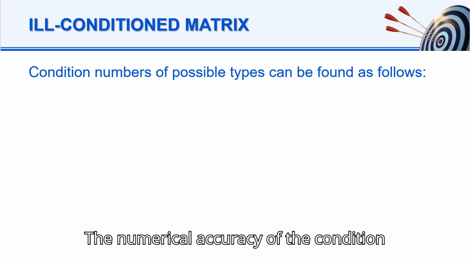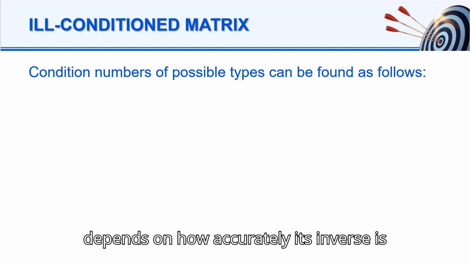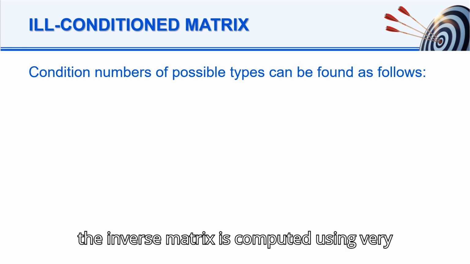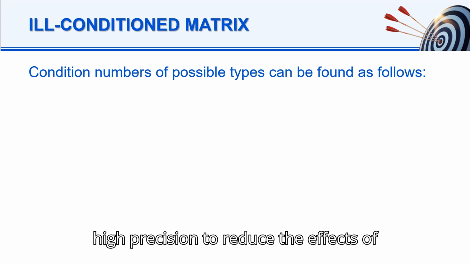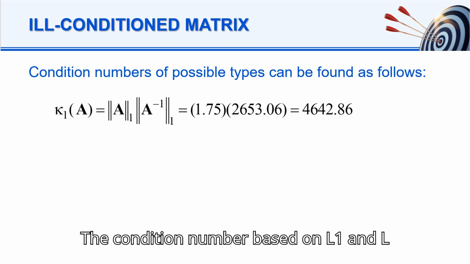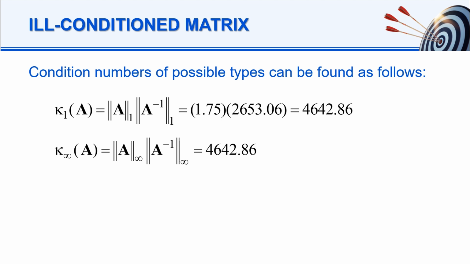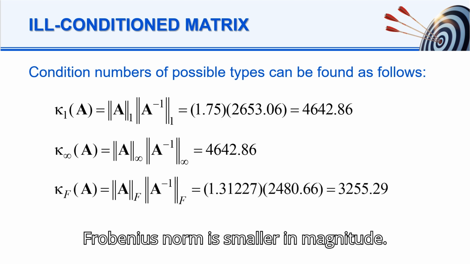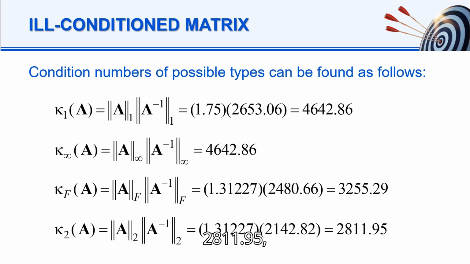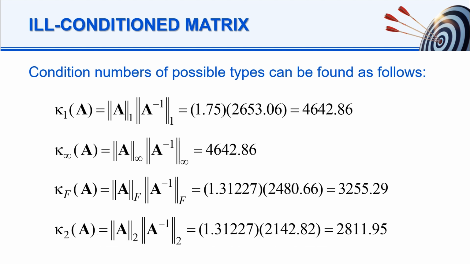The numerical accuracy of the condition number computed by the definition clearly depends on how accurately its inverse is computed. In the following calculations, the inverse matrix is computed using very high precision to reduce the effects of ill conditioning. The condition numbers based on L1 and L infinity norms are the same due to symmetry of the matrix A. Frobenius norm is smaller in magnitude, and spectral norm is found as 2811.95, which is the smallest of the computed condition numbers.